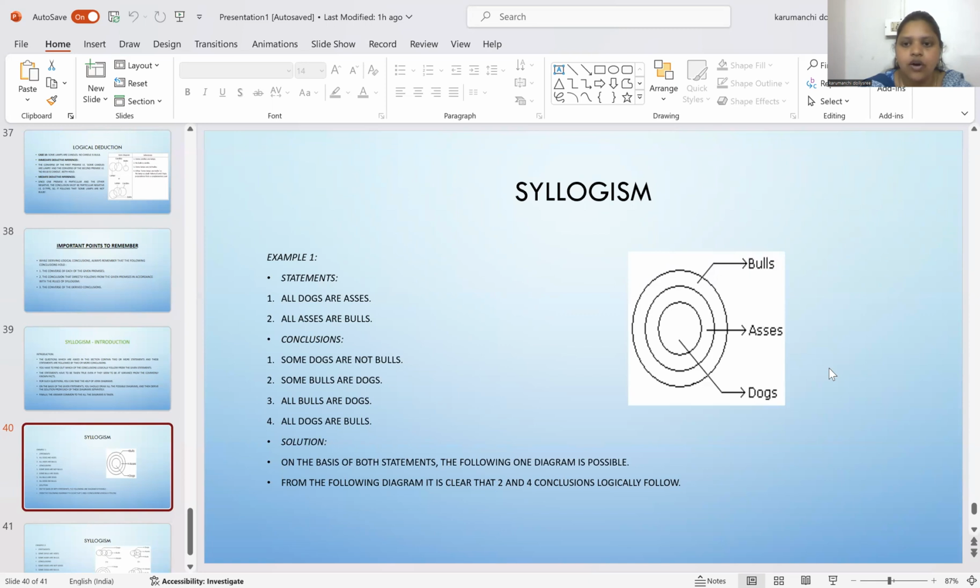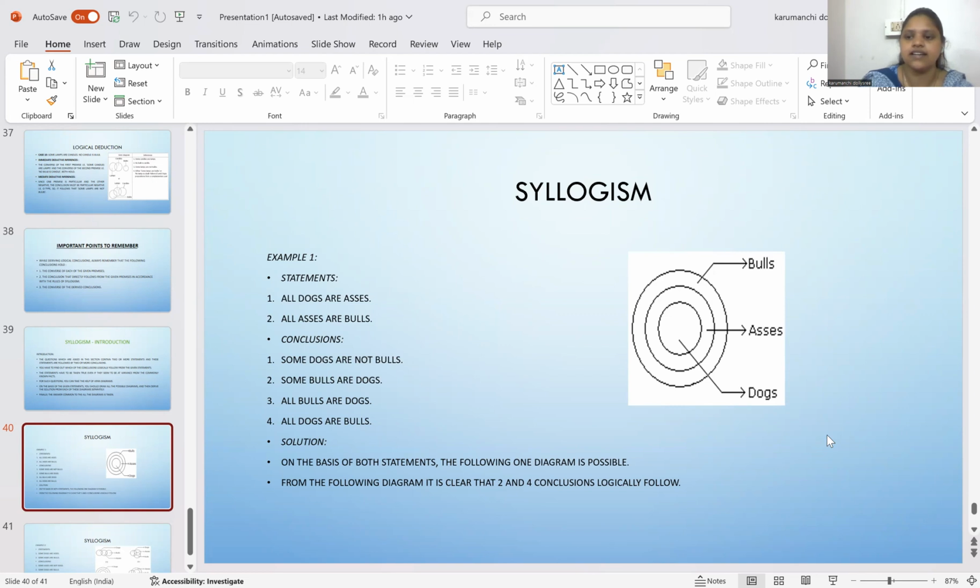From this, we have to see which conclusions are correct. Some dogs are not bulls: no. Some bulls are dogs: yes. All bulls are dogs: no, it is not correct. All dogs are bulls: yes, this is correct. So from the Venn diagram, what we conclude is that statements 2 and 4 are both logically correct.